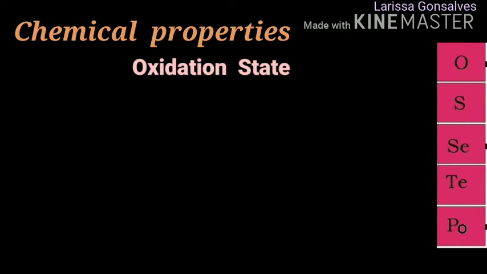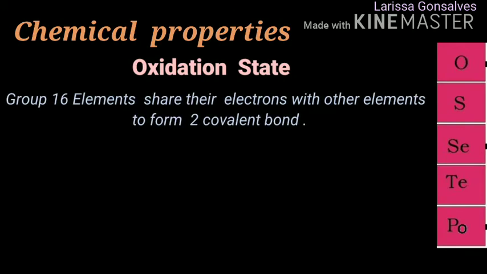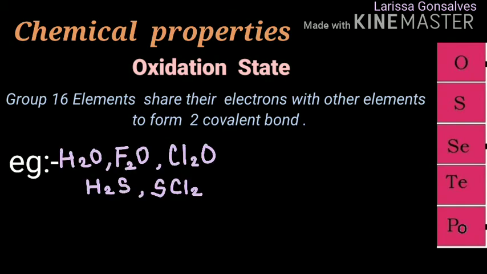Now we shall study the examples of positive oxidation states of group 16 elements. Group 16 elements also share their electrons with other elements to form 2 covalent bonds. Some examples are H2O, that is water, F2O, Cl2O, H2S and SCl2.